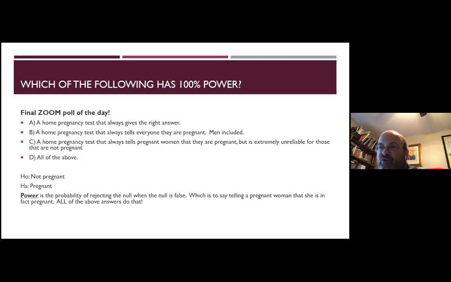So if we were to reject 100% of false nulls, always telling pregnant people that they are pregnant, all three, A, B, and C, all do that. Now, they have a tremendously high number of type 1 errors, but that's not what the question says, okay? So we want to tell a pregnant woman that she is pregnant, and A, B, and C all do that.